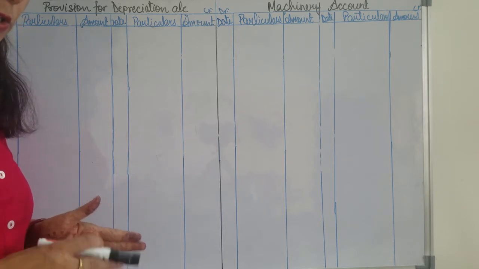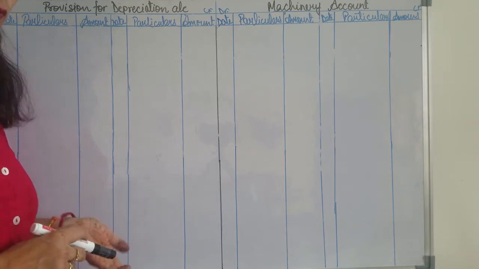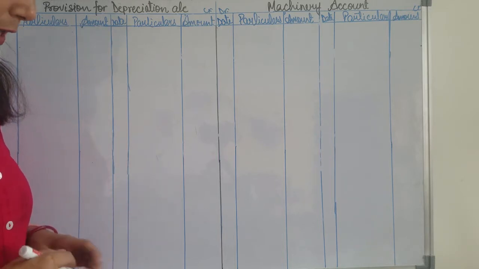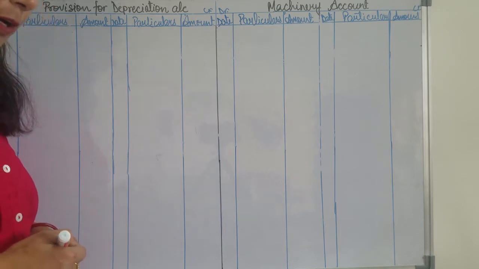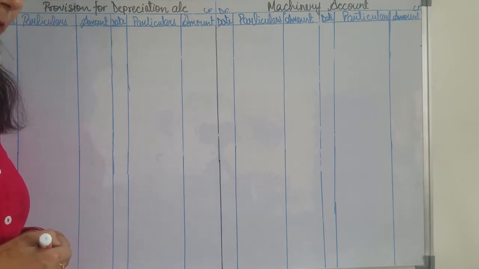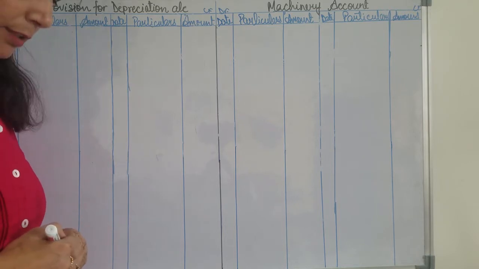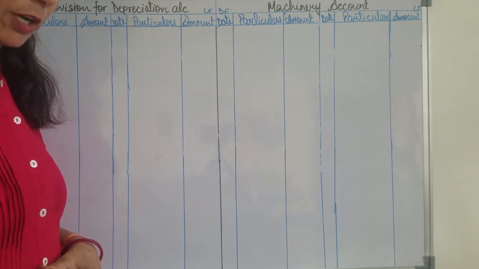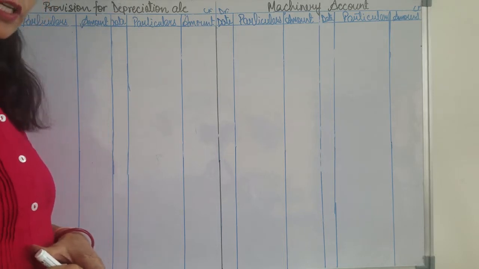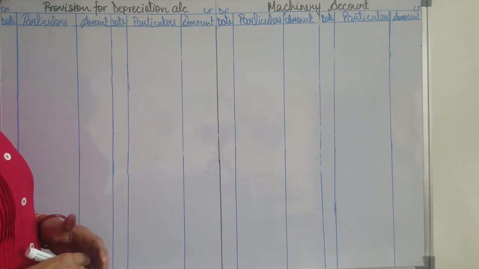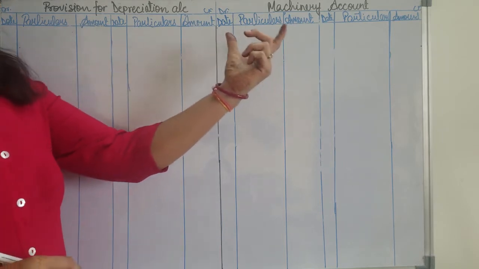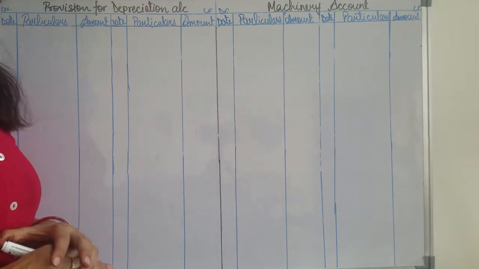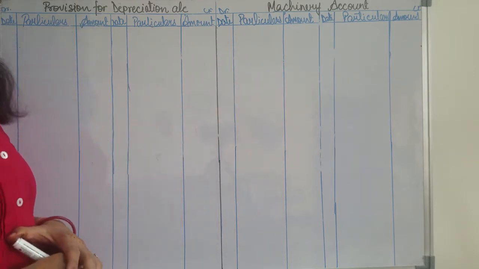On 1st November 2012, the second machine was also sold off for rupees 3 lakh. Depreciation was provided on the machinery at 15% per annum on equal installment method, which is our straight line method. Show the machinery account and provision for depreciation account assuming that the books are closed on 31st March every year. So here I am making the provision for depreciation account and machinery account simultaneously because it is very convenient and easily understandable. So let's start doing it.